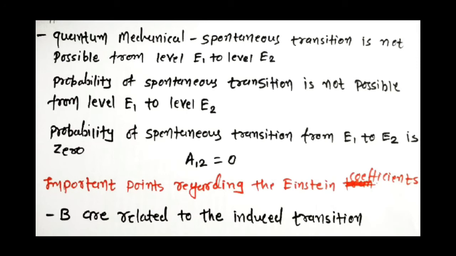Third, the coefficient indicated by A is related to the spontaneous transition. The transition occurs on its own without any external agent. એટલે કે કોઈ પણ બાહ્ય એનર્જીની મદદ વગર શું થઈ જશે? એમિશન થશે. Since a spontaneous transition cannot take place from lower state E1 to the higher state E2, we do not have the coefficient A12. In other words, A12 is equal to 0.